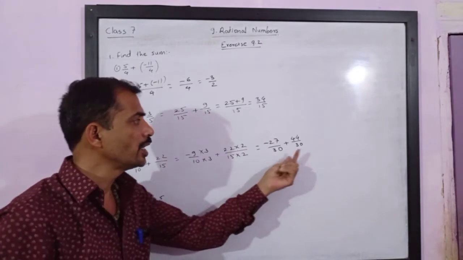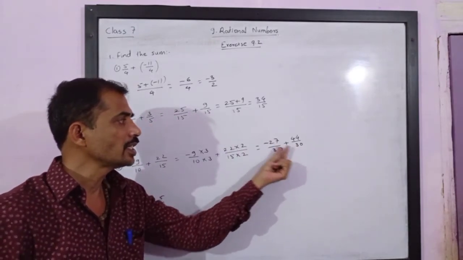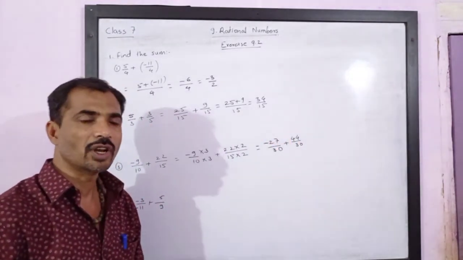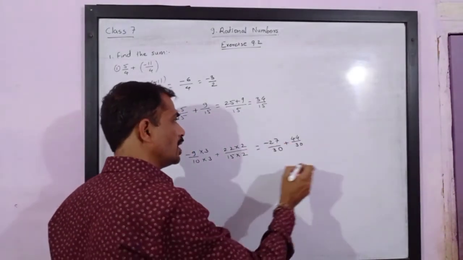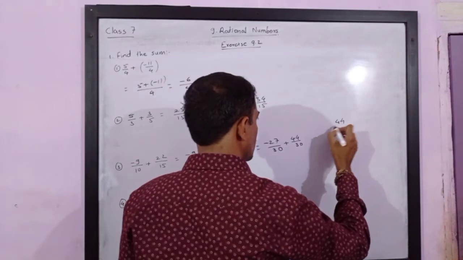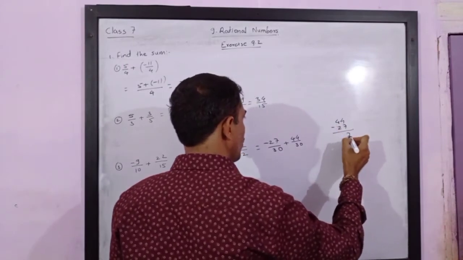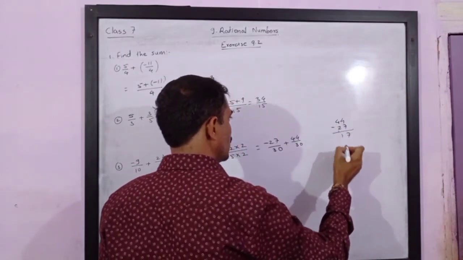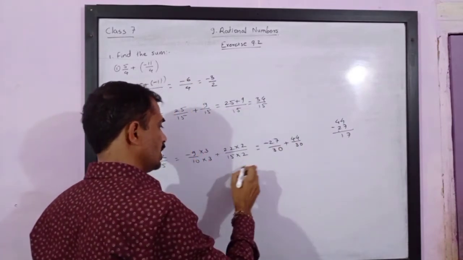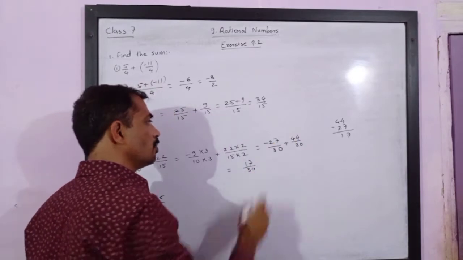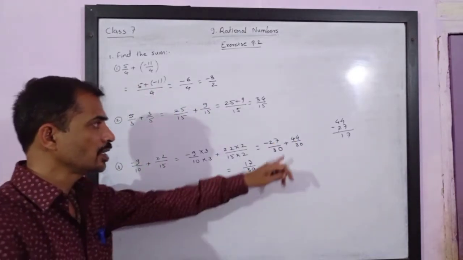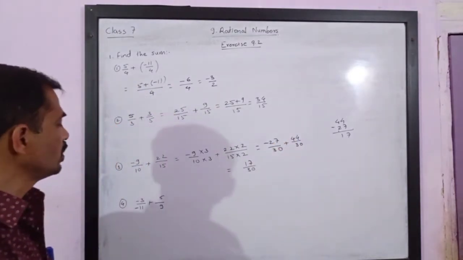Now please note, denominators are same. If denominators are same, we do the addition and subtraction of only numerators. So this is equal to 44 and 27. 44 minus 27 is 7, 1 carries, we will get 17. So the answer is 17 upon 30. Please note, it is positive 17 upon 30 since 44 is having a positive sign.